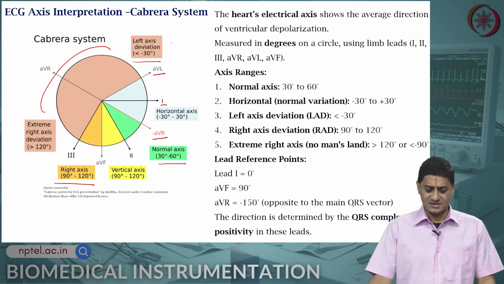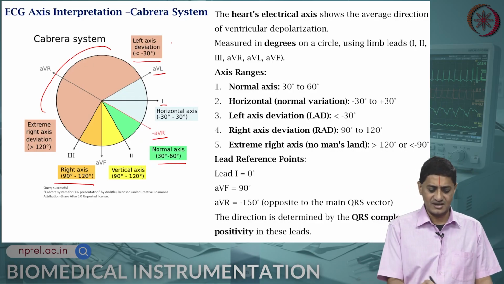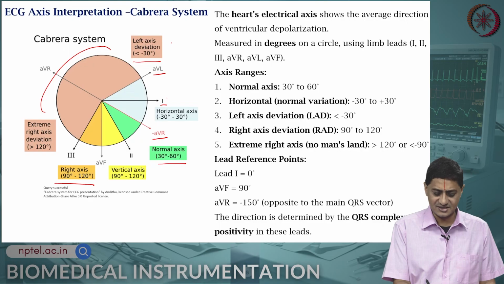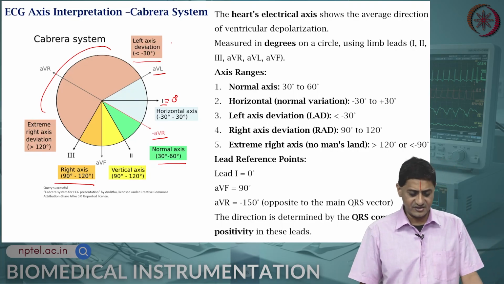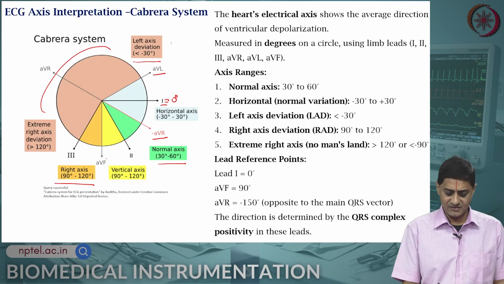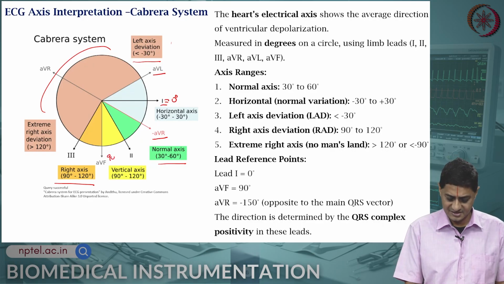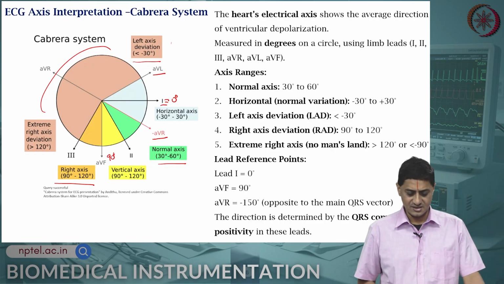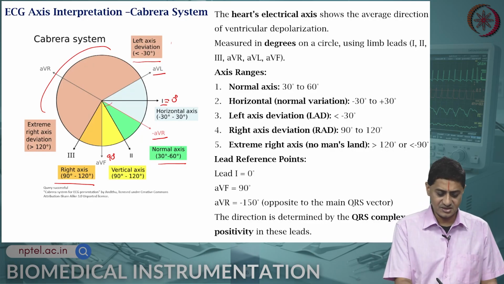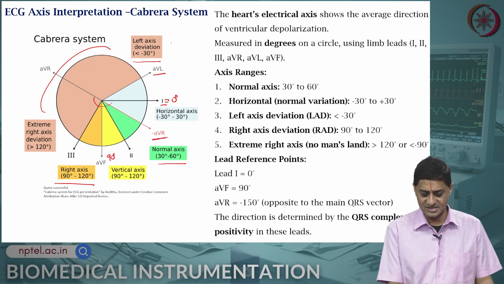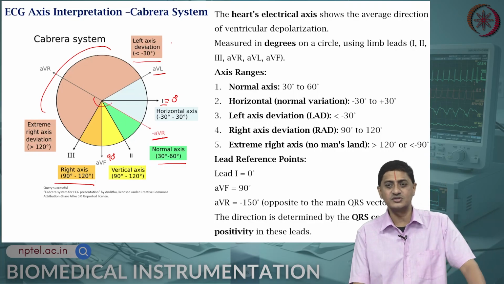Lead 1 is considered to have angle 0, so that is exactly the x axis. This is lead 1, 0 degrees. AVF is 90 degrees. AVR is actually minus 150 degrees, but here we are representing minus AVR, which is opposite to the QRS complex vector.